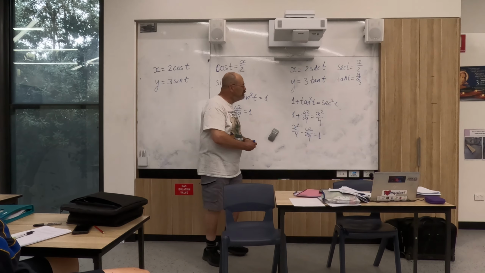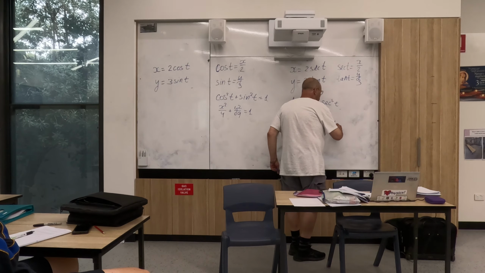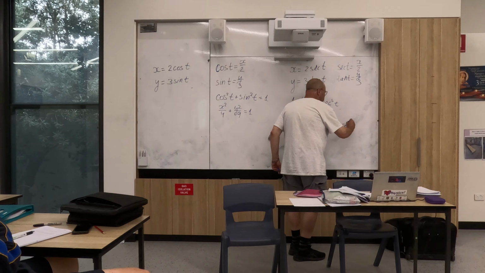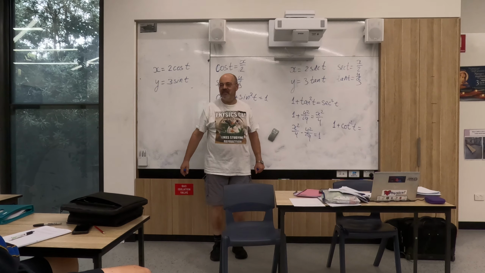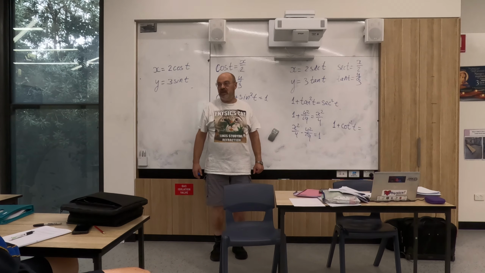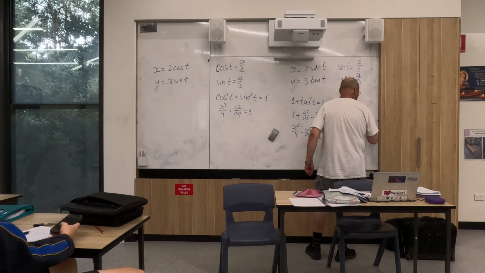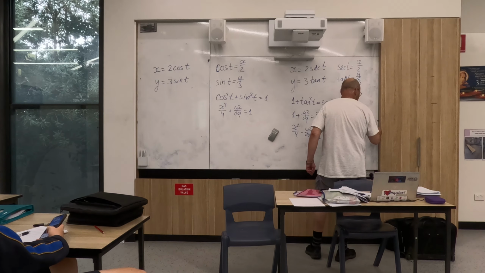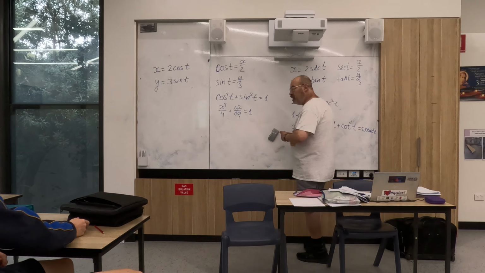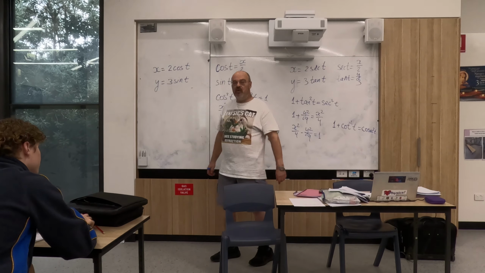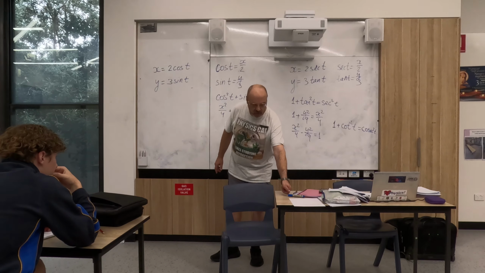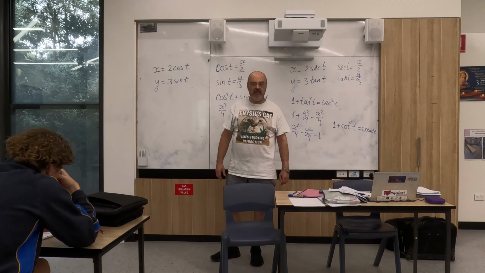Okay, what will be 1 plus cotangent squared t? It will be cosecant squared t. That's all you need to know for now, at least for now, about parametric equations.